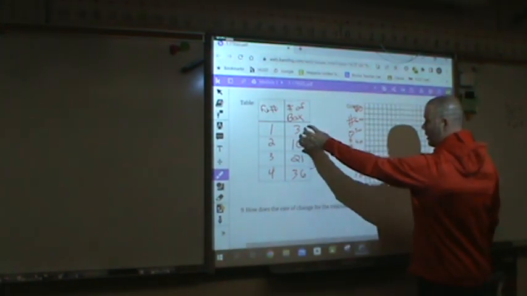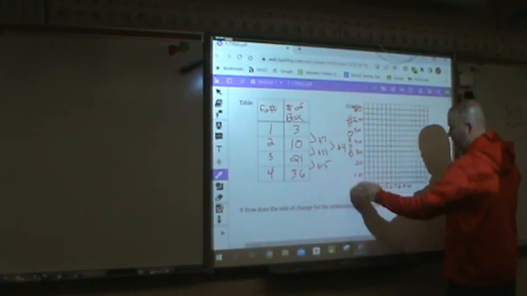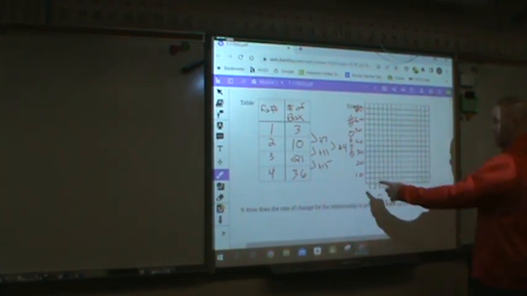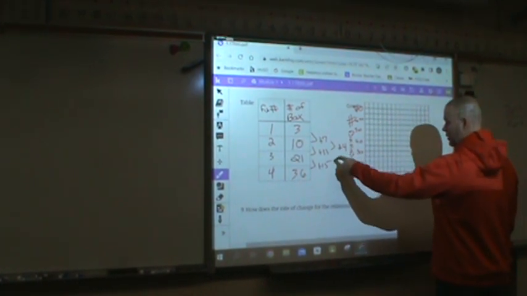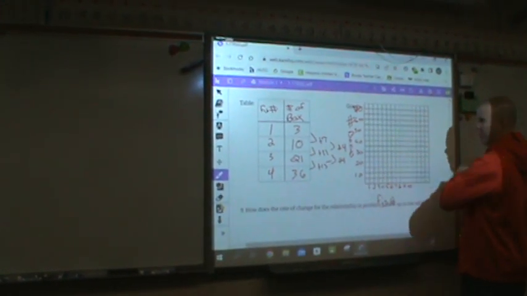If this was an exponential function, I'd probably say each line is 10. But I can say each line is 5 because it's quadratic. How do I know it's quadratic? Right here, second difference. That's how I know. So just plot your points.